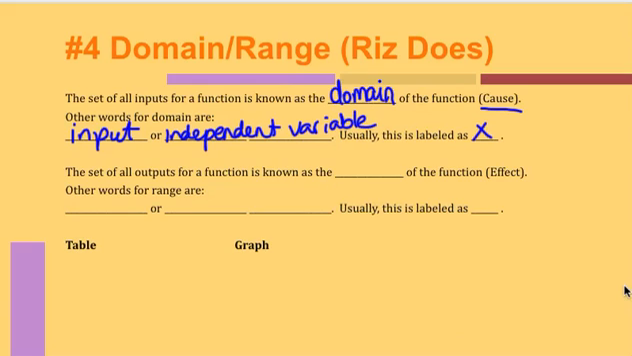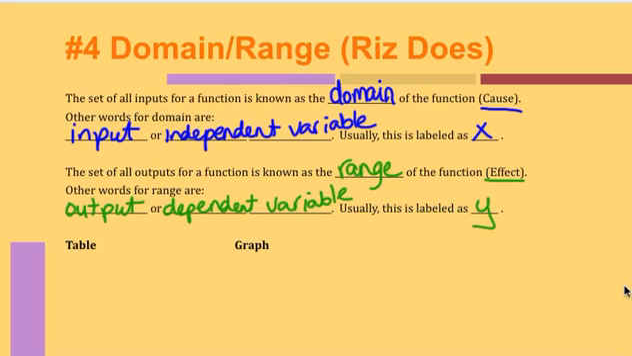The set of all outputs for a function is known as the range of the function, or the effect. Other words for range are not input, but output, or the dependent variable. Usually, this is labeled as y.